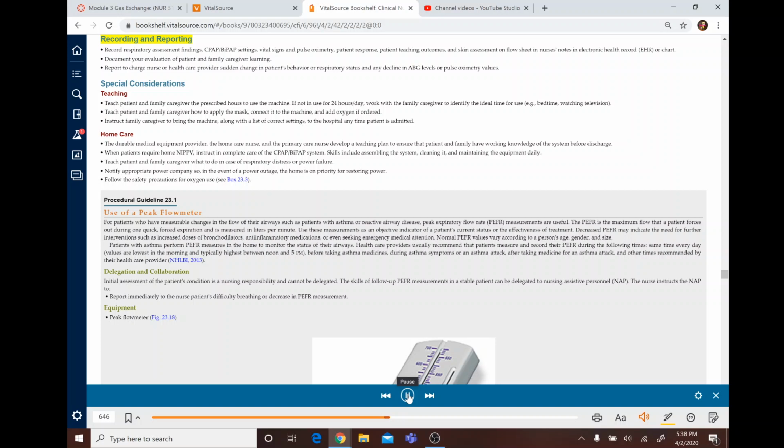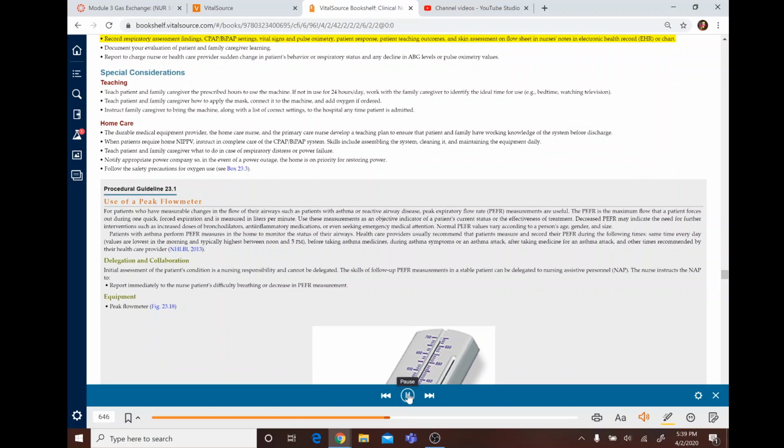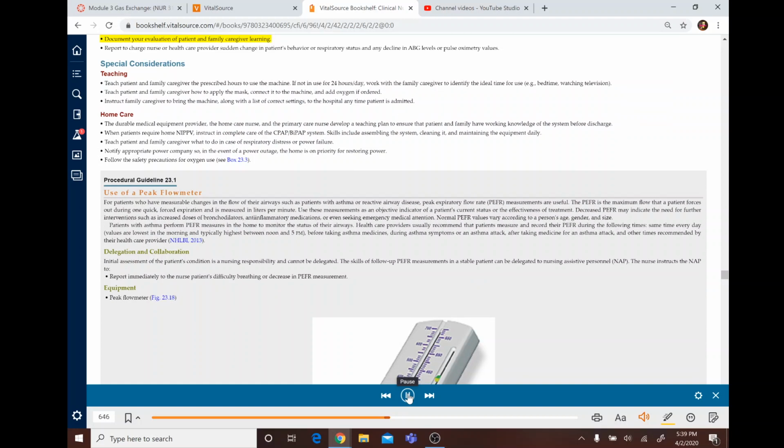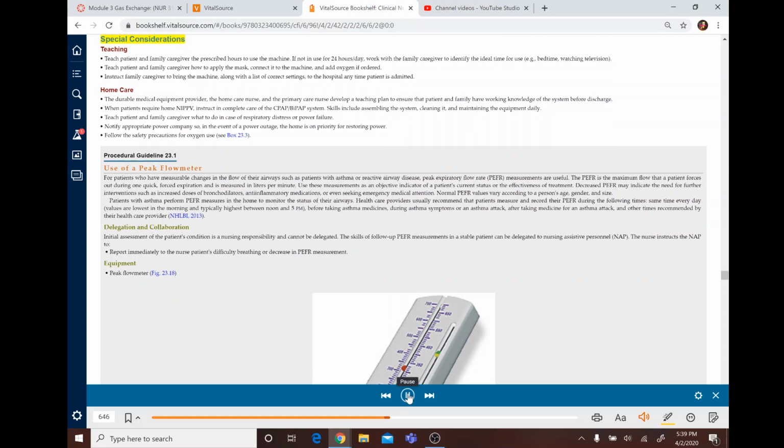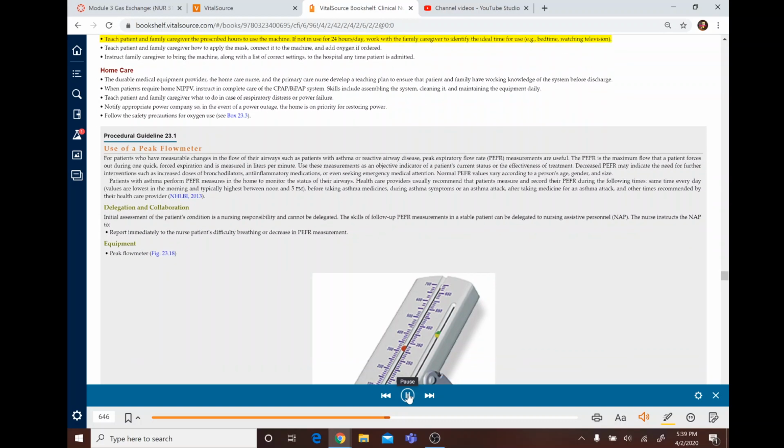Recording and reporting. Record respiratory assessment findings, CPAP/BiPAP settings, vital signs, and pulse oximetry, patient response, patient teaching outcomes, and skin assessment on flow sheet and nurse's notes in electronic health record, or chart. Document your evaluation of patient and family caregiver learning. Report to charge nurse or healthcare provider sudden change in patient's behavior or respiratory status and any decline in ABG levels or pulse oximetry values. Special considerations. Teaching. Teach patient and family caregiver the prescribed hours to use the machine.